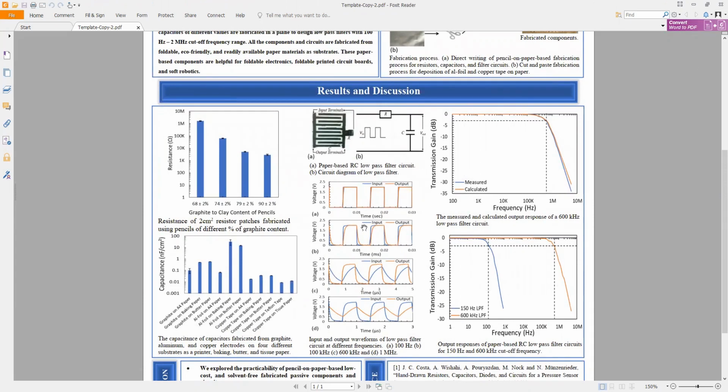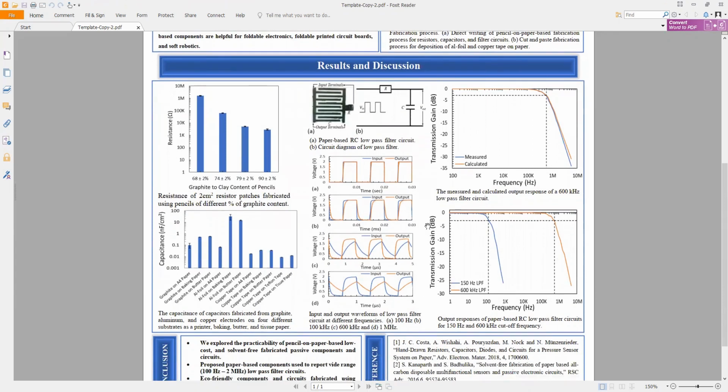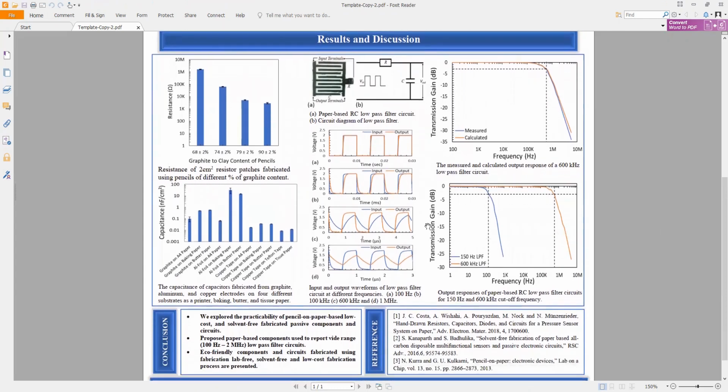As the resistors and capacitors were fabricated independently, we then fabricated them in series as R and C low pass filters. We applied the input across the R and C and acquired the output from the capacitor. The input and output waveforms of the 600 kilohertz low pass filter circuit are shown in this figure.